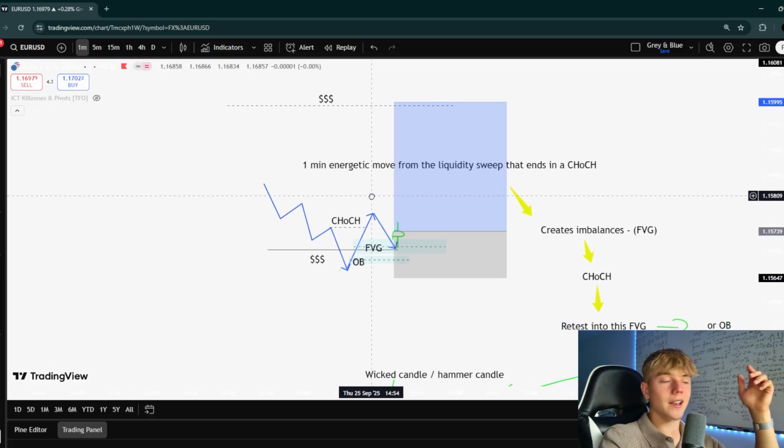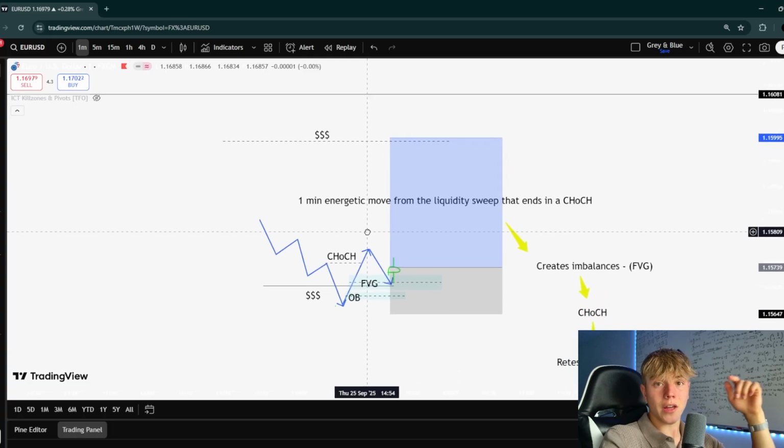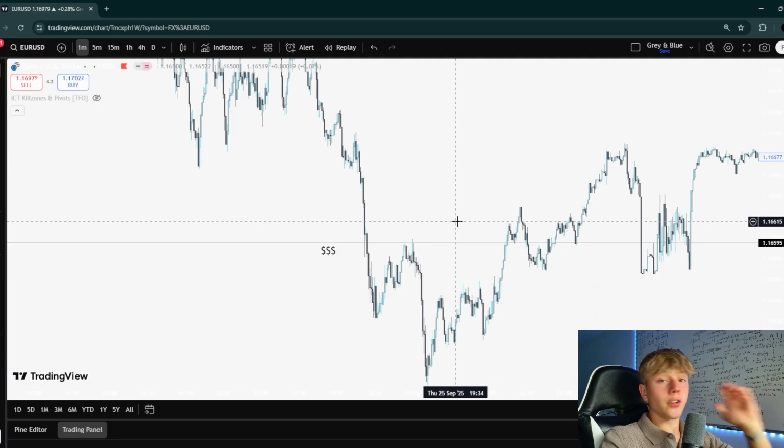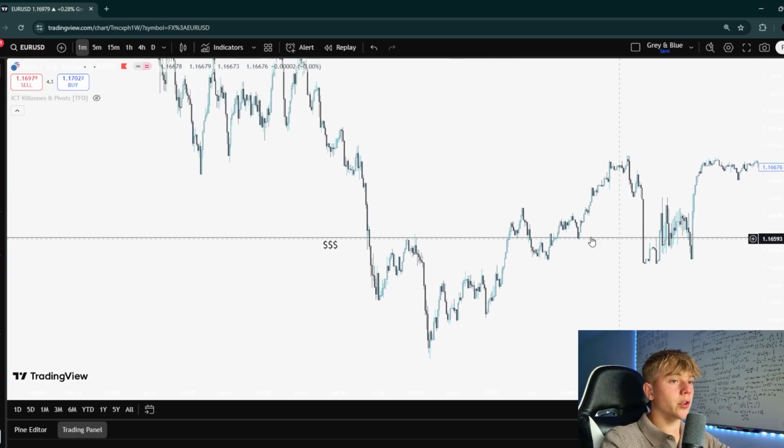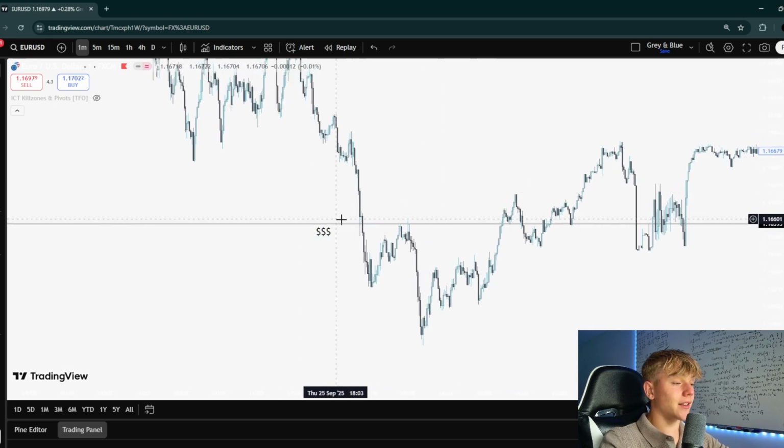So now we hopefully understand it. Let's go back into our Euro USD real life example and see how we would trade that. So this is our example on the Euro USD. And as you see, this black line is our 1 hour liquidity sweep and where our liquidity is.